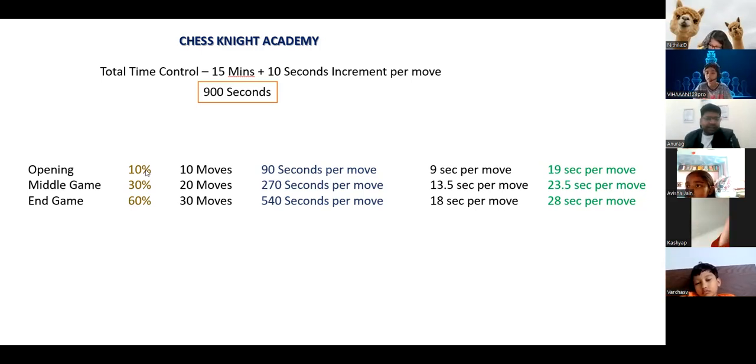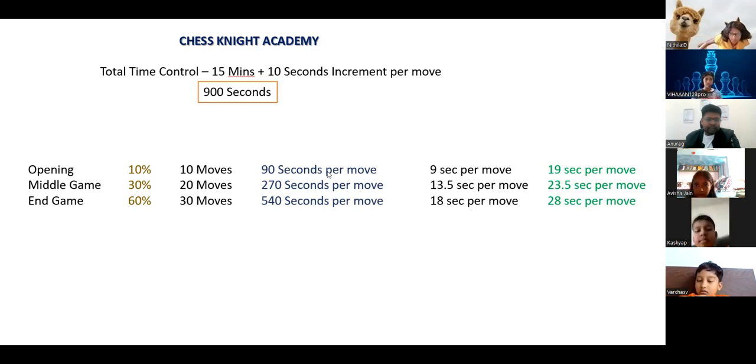So I'm assuming that you have to spend 10% of your total time of 900 seconds in the opening. That is for the first 10 moves. That gives you 90 seconds. I think I have written it incorrectly. That gives you 90 seconds for the 10 moves. That means 9 seconds per move.